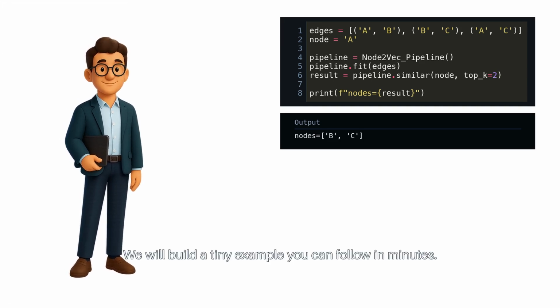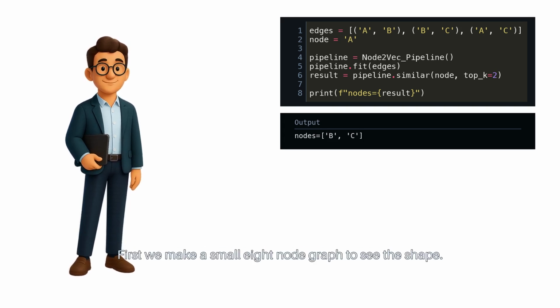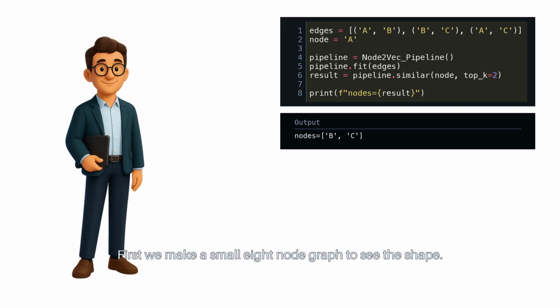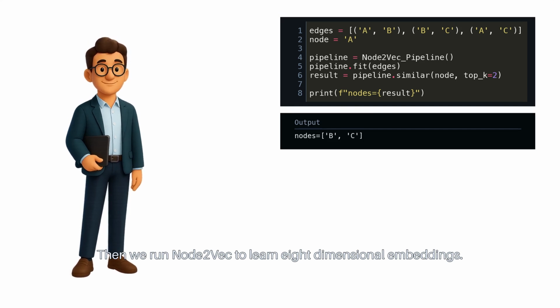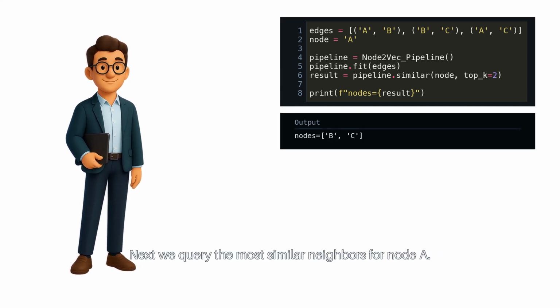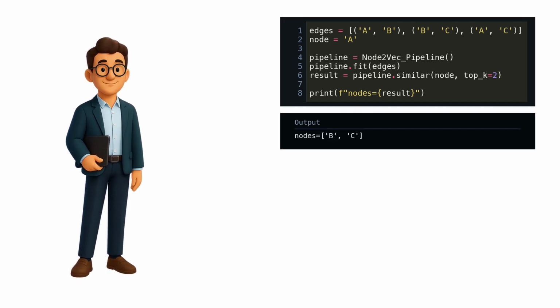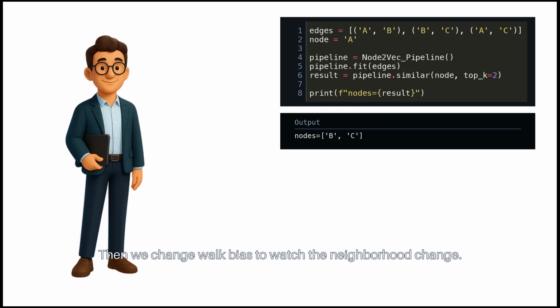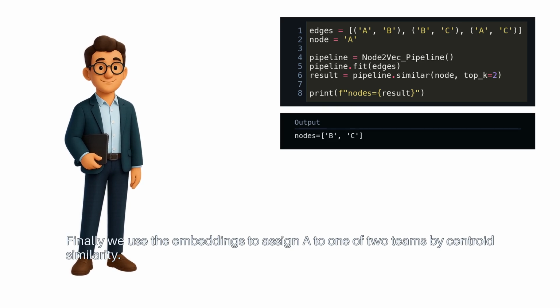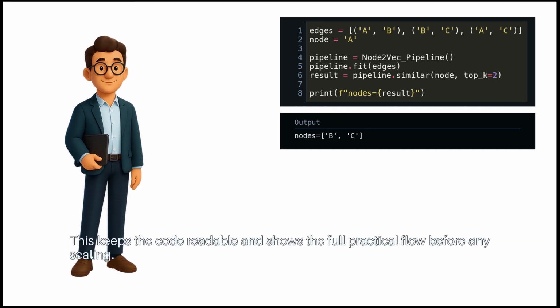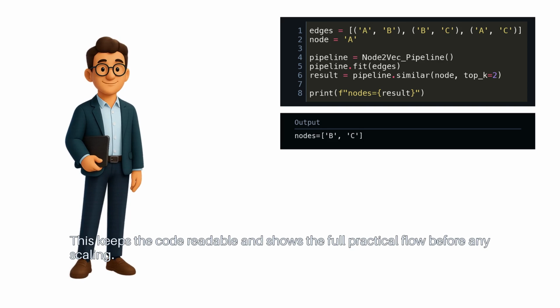We will build a tiny example you can follow in minutes. First, we make a small 8-node graph to see the shape. Then we run Node2Vec to learn 8-dimensional embeddings. Next, we query the most similar neighbors for node A. Then we change walk bias to watch the neighborhood change. Finally, we use the embeddings to assign A to one of two teams by centroid similarity. This keeps the code readable and shows the full practical flow before any scaling.